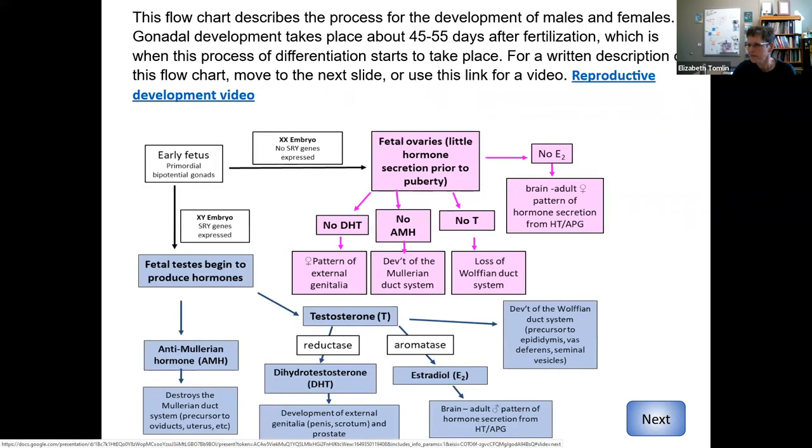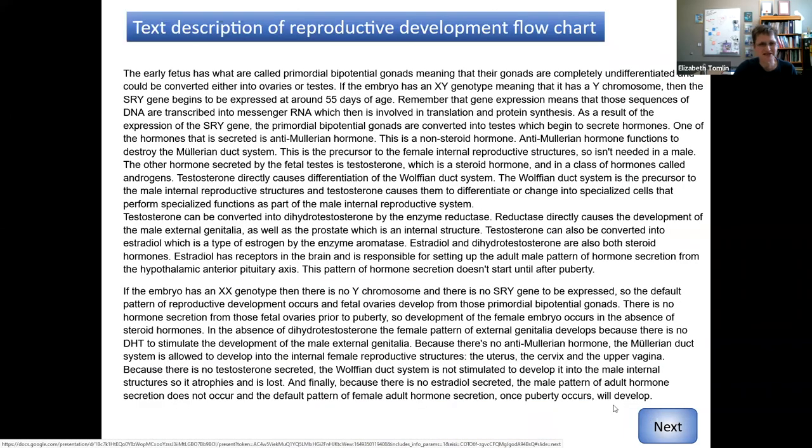And then this links to a video that takes them through this whole flowchart of embryonic development. And you know how we need alt text for images that we have online? Well, this is the alt text for that image there.